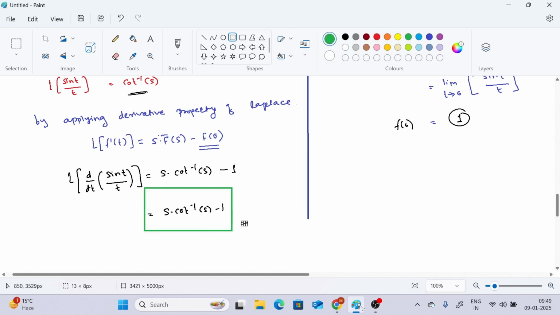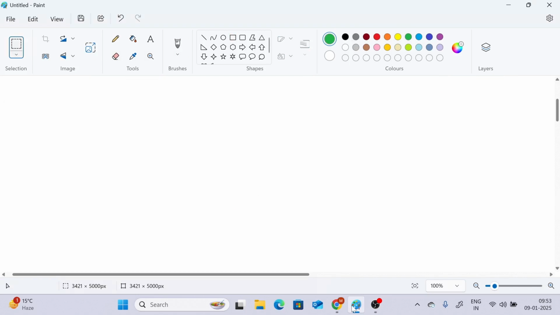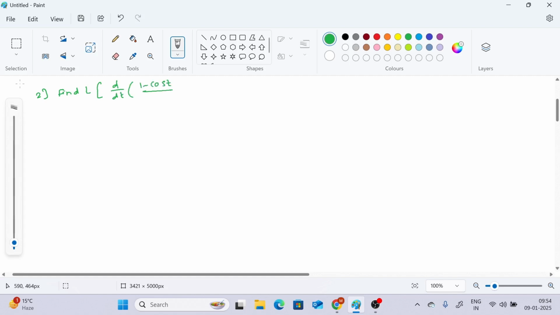Now we are moving to the next example. I am going to mention: find Laplace of d by dt of (1 minus cos t) upon t, right? We are going to use the same logic and same formulas in this example.